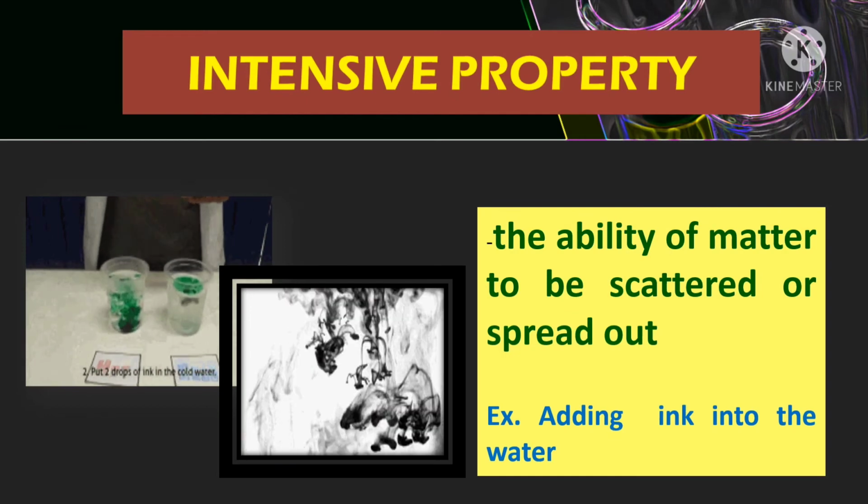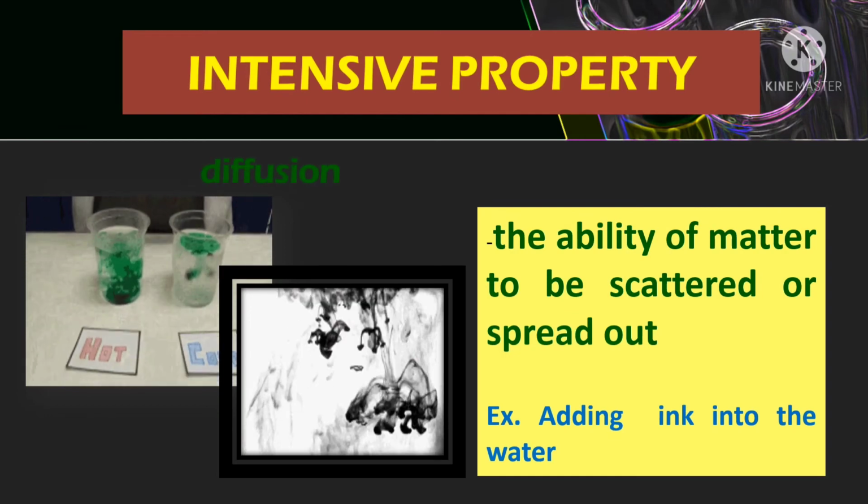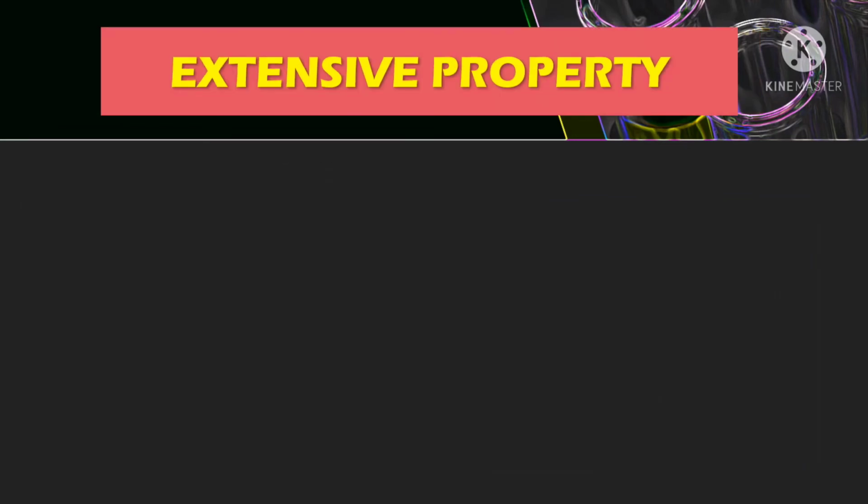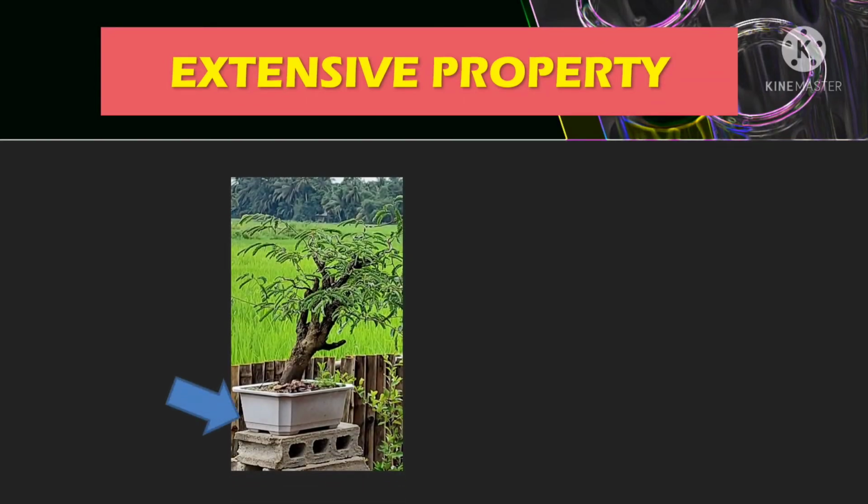You got it right. It's diffusion. We shall now move on to examples of extensive property. Focus on the base of this one time, how we will be able to determine if it is big or small.